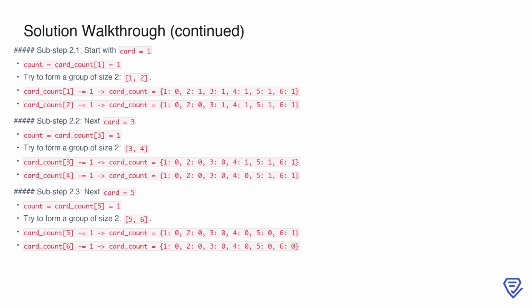The next card is 3, and again, its frequency is 1. We form the group 3, 4, reducing their counts. Finally, the card 5 has a frequency of 1, so we form the group 5, 6. After subtracting their counts, the counter becomes empty.